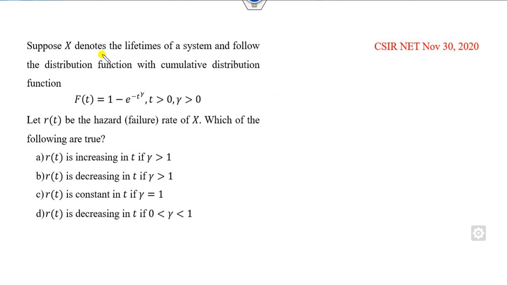Look at the another one. X is my lifetime. The cumulative distribution function, the CDF, is given to you, and which of the following is true for the hazard rate. So firstly you find the value of this. Can you find the value of this from the CDF? That's a simple derivative. We all know this is the CDF, this is the PDF.